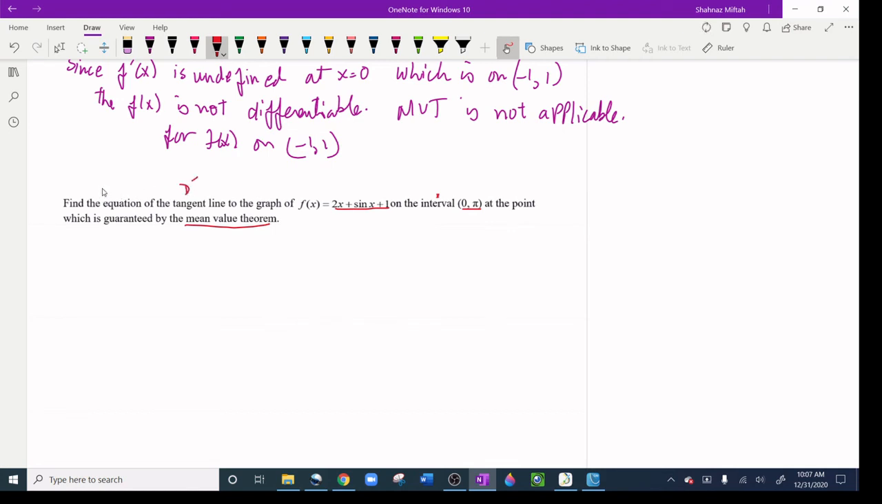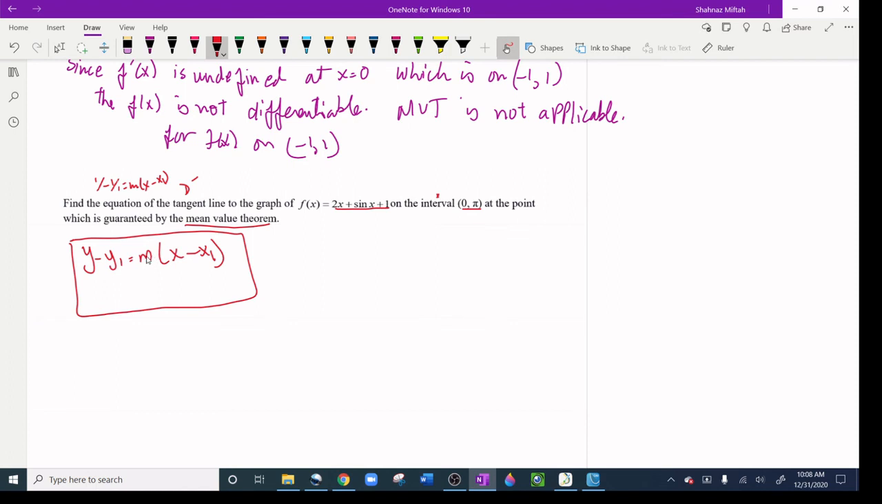Tangent is derivative, equation is y minus y1 equal m times x minus x1. So the last thing they are asking me is y minus y1 equal m times x minus x1. I need to have x1, y1 and a slope. Now, where does the mean value theorem fit in here? Since you guys can tell, I have to have an x, so I can plug it into the original to get the y.